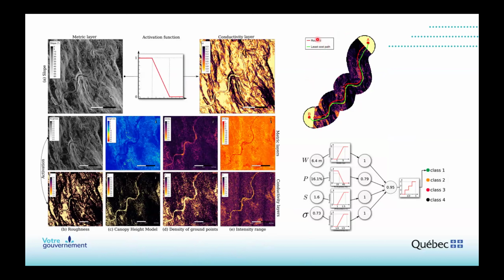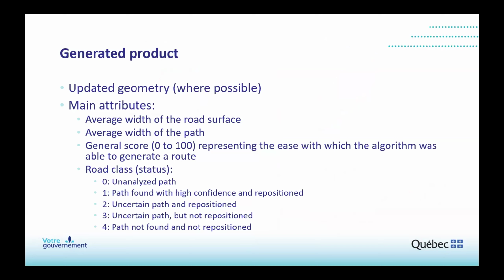In this example, this is the layer in red that the router had, and in green this is what the algorithm found. So the product generated is updating geometry if it's possible. It gave us main attributes such as average width of the road surface, average width of the path. It also gave us a general score going from 0 to 100, representing the ease with which the algorithm was able to generate routes.